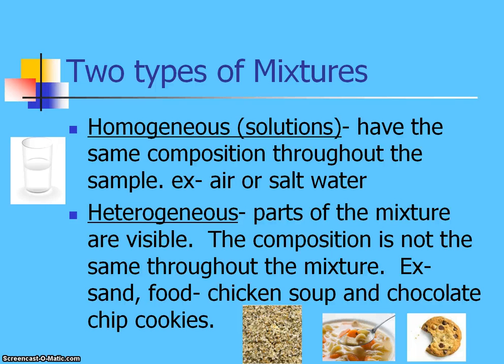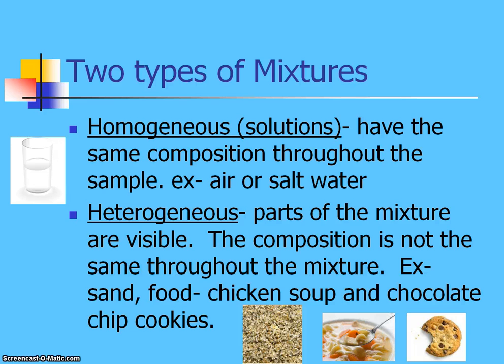A heterogeneous mixture is when the parts of the mixture are visible. The composition is not the same throughout the mixture. An example would be sand. There's many different rocks and coarse materials found in sand, mostly silicon dioxide, but many different things are in sand. Food is a great example of heterogeneous mixtures. Chicken soup, you can see the carrots, chicken, and the noodles. Chocolate chip cookies, you can see the chocolate chips in the mixture. Those are heterogeneous mixtures, anytime you can see the parts. So get your definitions down. Again, you can put the examples down if you want. It helps you out.